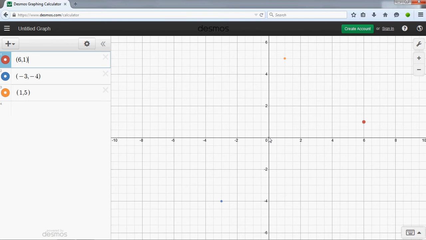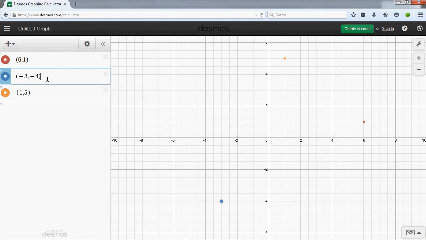Well, we start here, and this 6 is the x-axis, the x value. 1, 2, 3, 4, 5, 6. And that 1 is the y-axis. So it's a positive 1. So we go up 1, and then we get to that point.